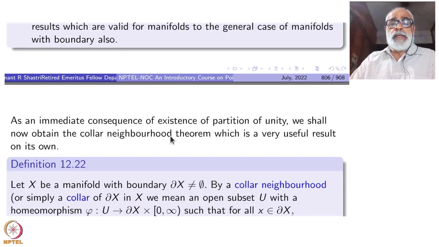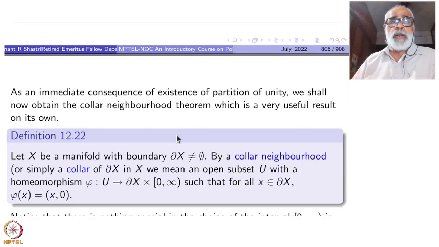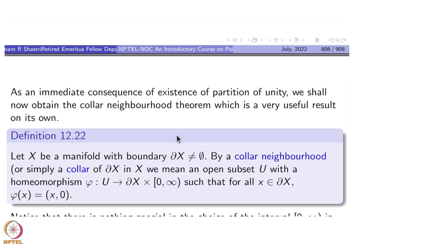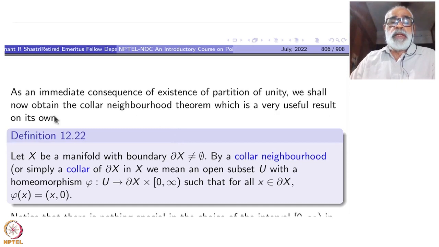So here is an easy consequence of the existence of partition of unity, because we have shown that they are Hausdorff and paracompact. We shall now obtain the so-called collar neighborhood theorem, which is a very useful result on its own. So that is an important result about manifolds with boundary.